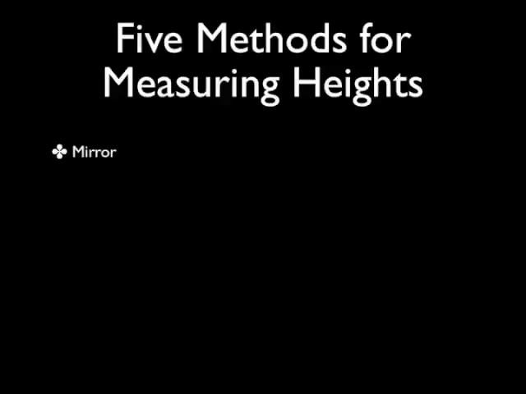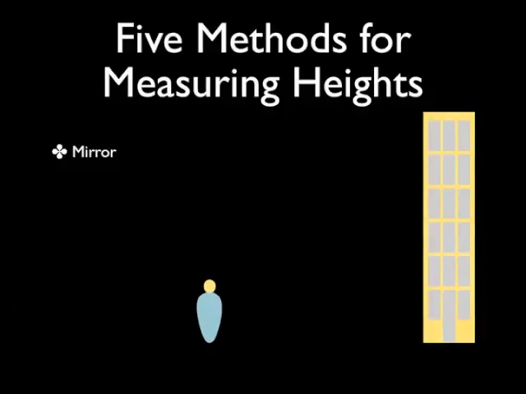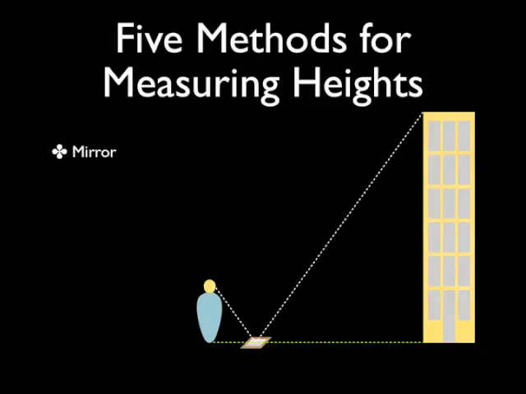A mirror. This is where you determine what you want to measure, put a mirror between the two of you, and back away from the mirror until you see the top of the object. Then you measure your distance from yourself to the mirror and the mirror to the object. The disadvantage of this method is you must be on level ground.